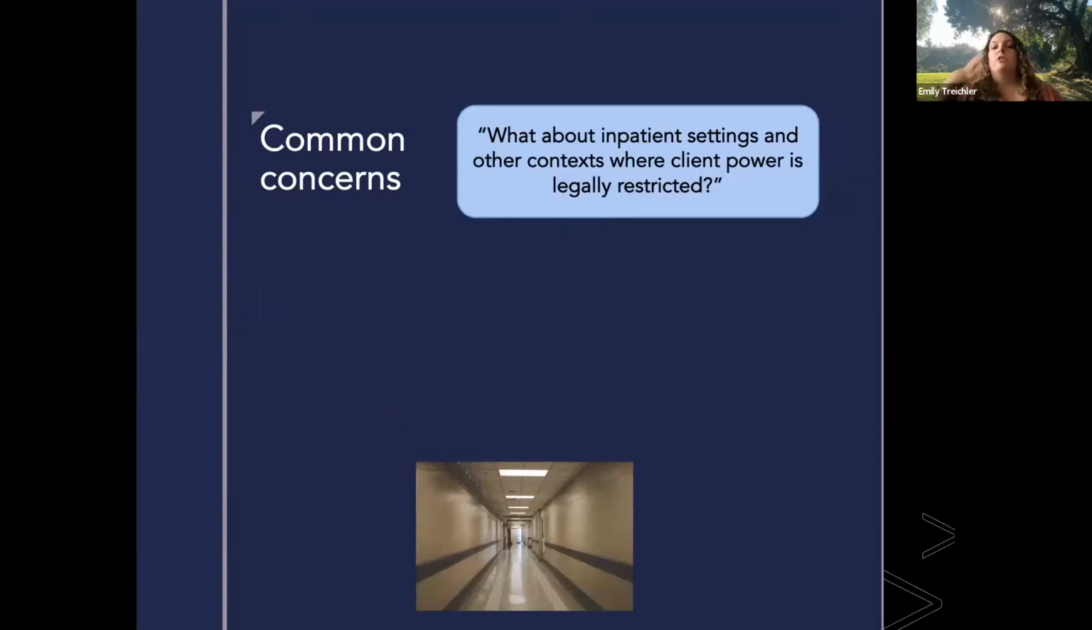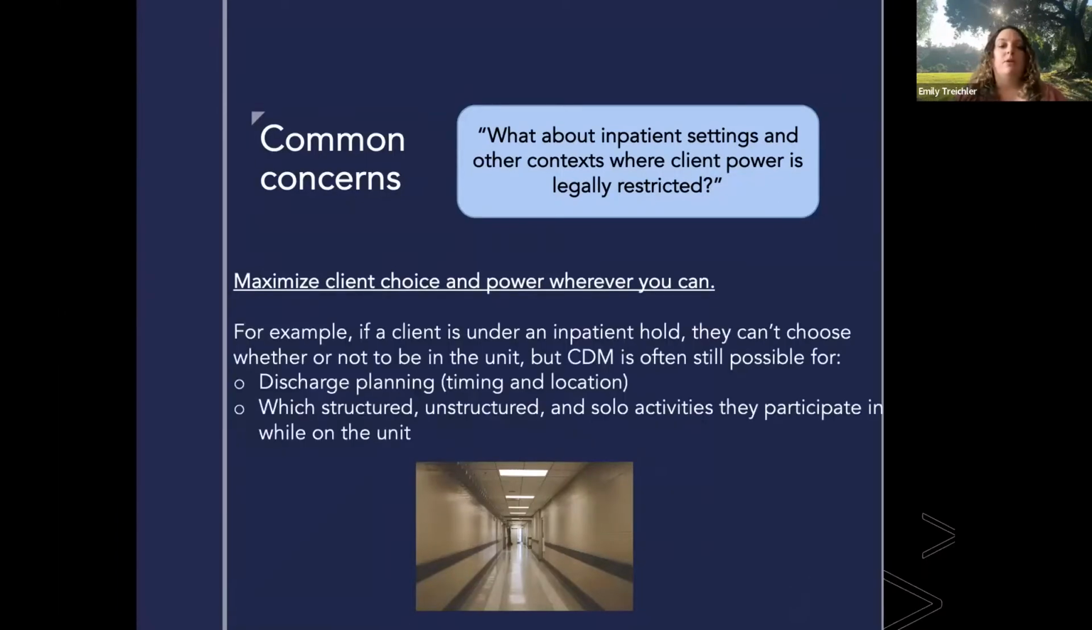And then, like I mentioned earlier, I often get these questions about, what about inpatient? What about other contexts where client power is legally restricted? And I have a couple ideas about that. The first one is, we can still maximize client power and client choice wherever possible, right? So if someone is under a legal inpatient hold, they can't choose whether or not to be there, right? They're going to be there through the end of the hold. But we can still do collaborative decision-making, for example, about discharge planning. Where are they going to go? Let's say they're going to a board and care, which board and care do they prefer?